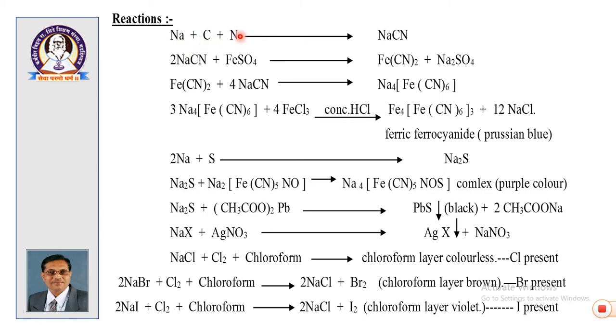Sodium plus carbon plus nitrogen gives NaCN. This NaCN has to be formed in the beginning during the process of the sodium fusion test. Then this sodium cyanide reacts with FeSO4, that is the first ingredient which we add, we get Fe(CN)2. Fe(CN)2 reacts with excess NaCN, it gives Na4Fe(CN)6, and three Na4Fe(CN)6 plus FeCl3 in acidic medium gives ferric ferrocyanide, which is Prussian blue in color.